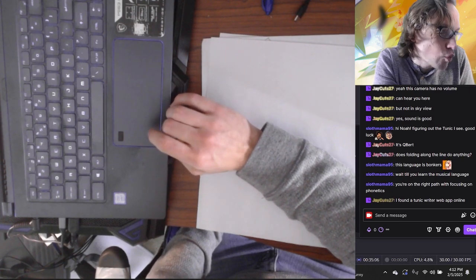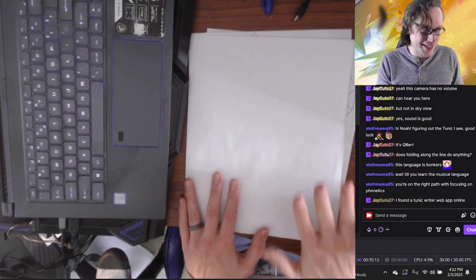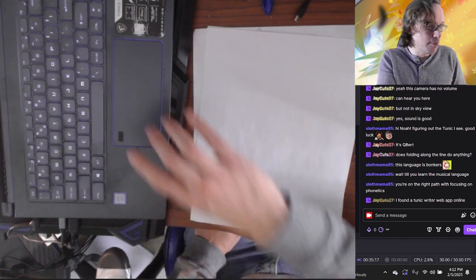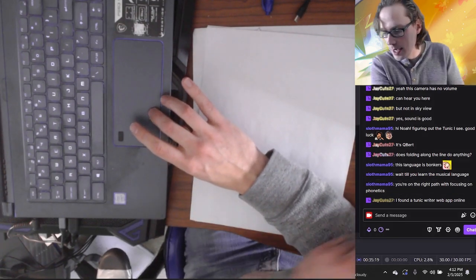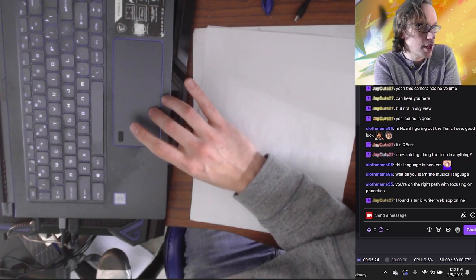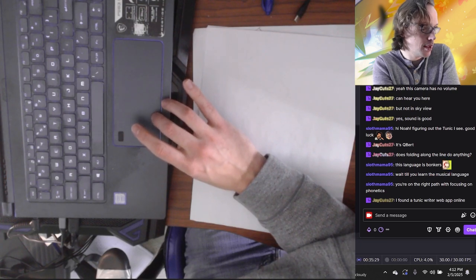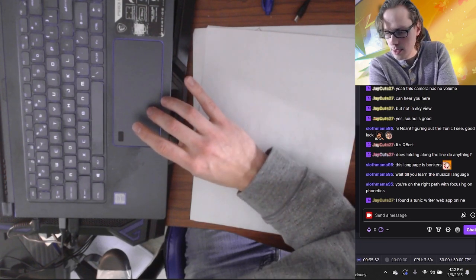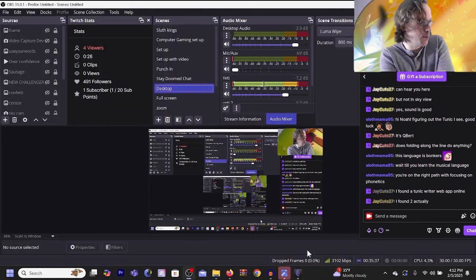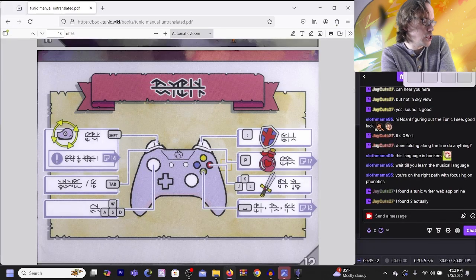I found a Tunic Writer web app online. Well, again, I don't want to spoil it for myself. I want to try to solve it. I'm not surprised that that exists. But let's take a brief moment and we're going to look through the instruction manual a little bit more and see if we can find a word that really jumps out at us as being a possible word we can decode. All right, let me jump to desktop. You're going to see OBS for a second. I'm going to bring this up and then make this smaller so that we can keep chat on screen. Hi, chat.